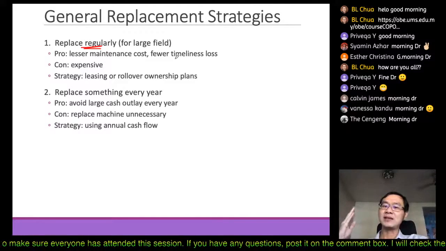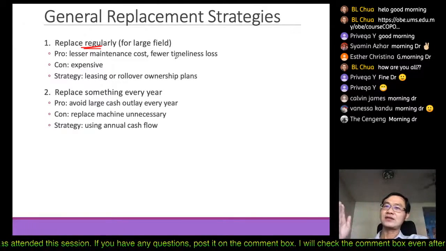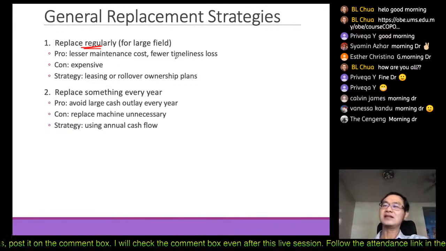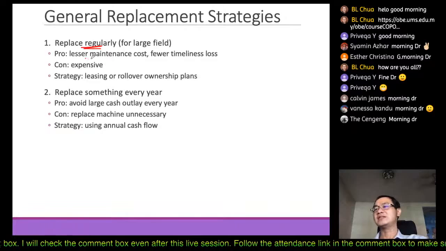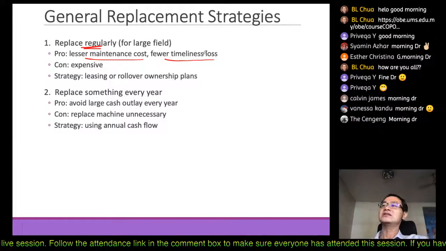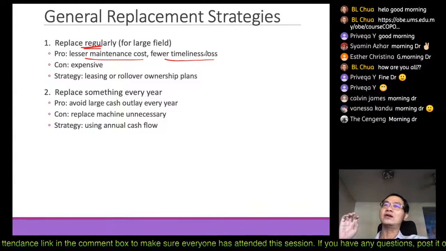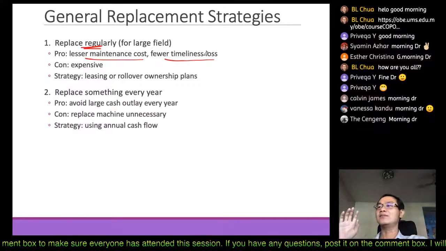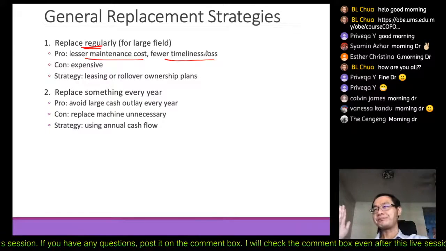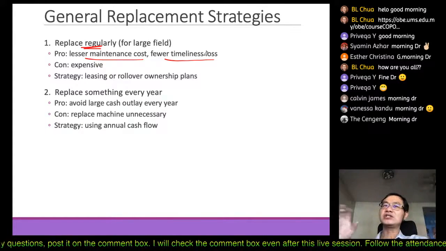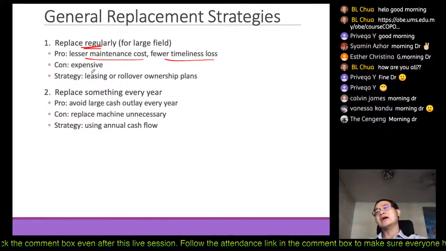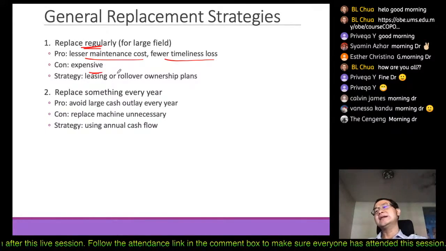You don't intend to maintain as well as you would if you wanted to keep it for 10 years, right? So it will be lesser maintenance cost. Fewer timeliness loss. Timeliness loss refers to the loss of opportunities because of time, meaning the machine breakdown and so on. Because you keep changing every 2 years, the machines are every time fresh, new. But then the disadvantage will be expensive.